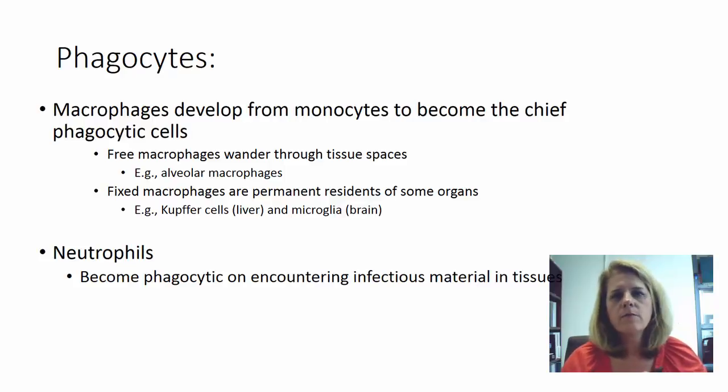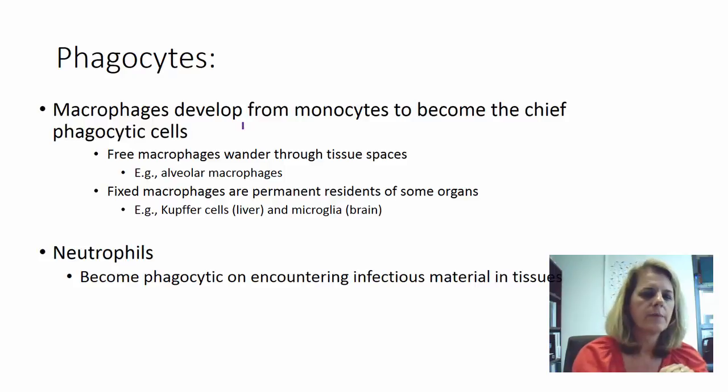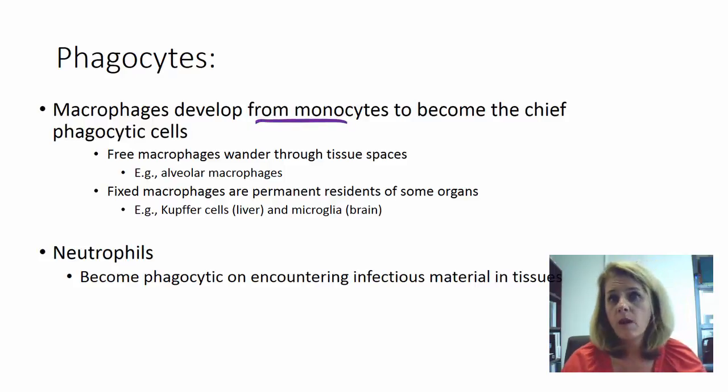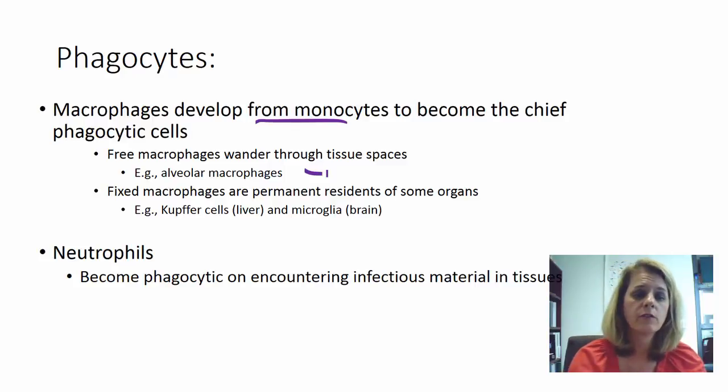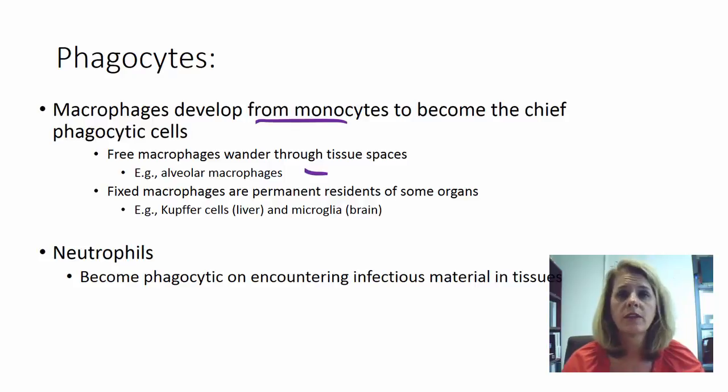All right, so the two main phagocytes we're going to talk about are your macrophages and your neutrophils, okay? And so remember, macrophages come from monocytes. Monocytes are made in the bone marrow. So these are monocytes that have left the blood to become a macrophage. So they are free to wander through areas. And so you have some in your lungs called alveolar macrophages. As you breathe things in, you've got macrophages there that are waiting to clean out things in your lungs.